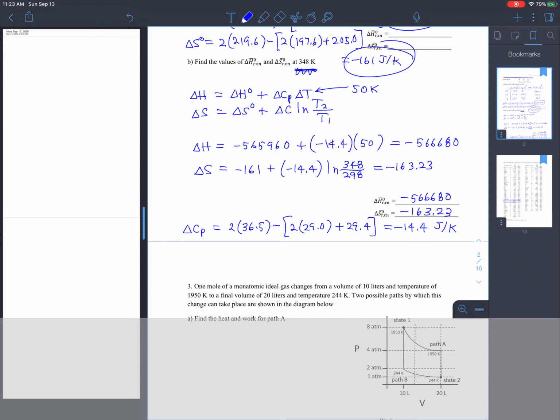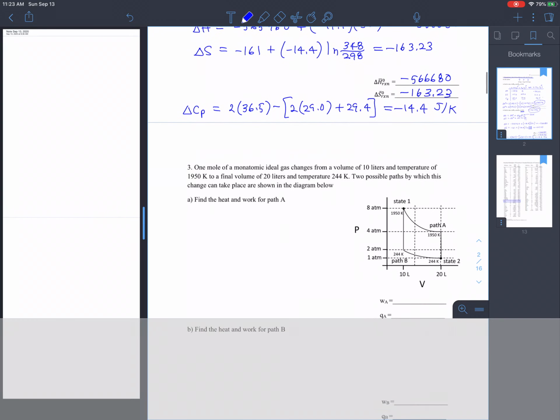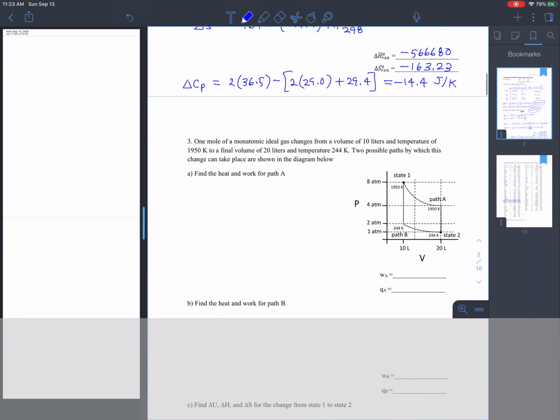Okay, so that's a straightforward Kirchhoff law problem. I think I will stop now after doing those two problems. They were fairly long, and I'll do another lecture for the next problem.